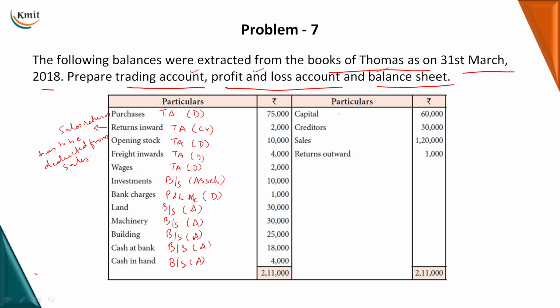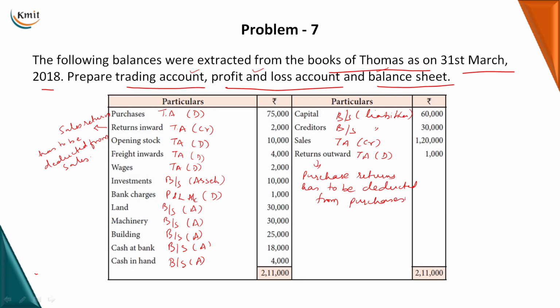Now coming to the other side, capital is a balance sheet item appearing on the liabilities side. Creditors is also balance sheet, liabilities. Sales, trading account, credit side. Return outwards is trading account, debit side. This is otherwise known as purchase returns, which has to be deducted from purchases, right? So we'll drop all the relevant items into their respective accounts and balance the accounts. Let us move with the process now.